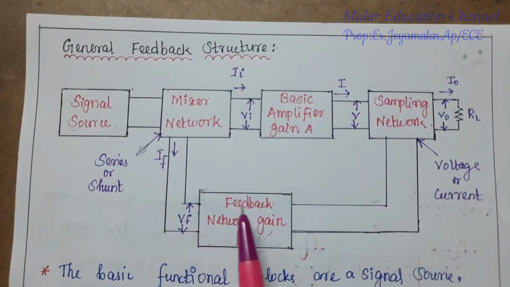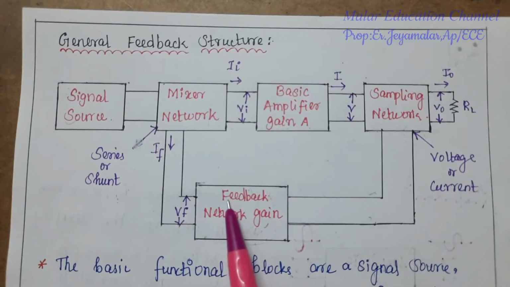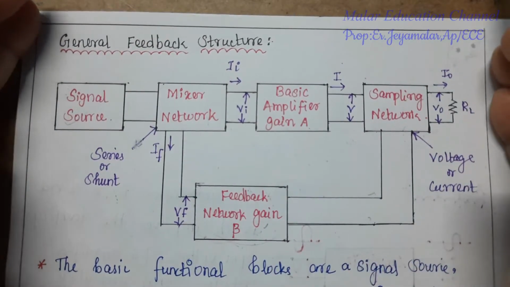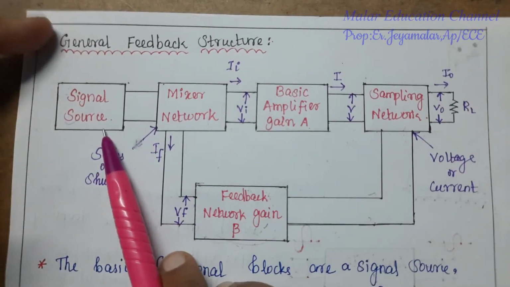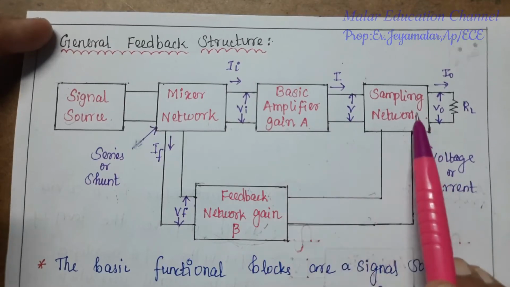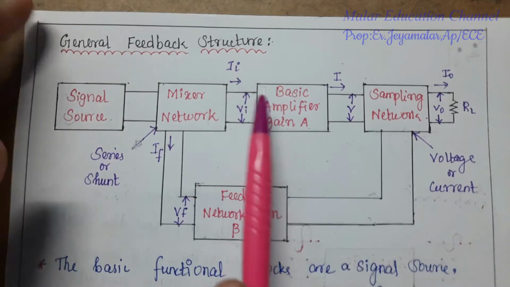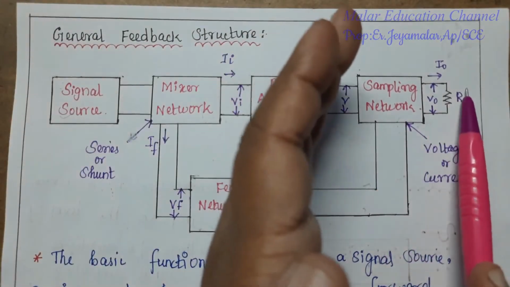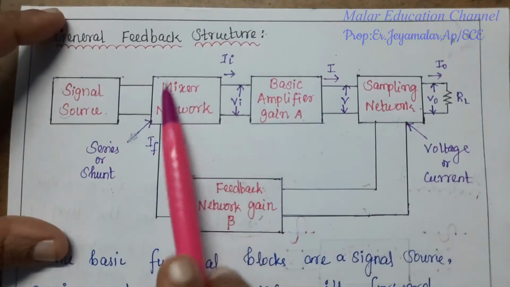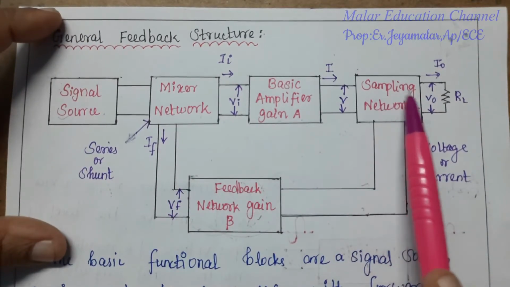Next, see about the block diagram of the feedback amplifier. This is the basic functional block diagram of the feedback amplifier. It has 5 components. First one, signal source or source signal. Second one, mixer network. Third one, basic amplifier. Fourth one, sampling network. Fifth one, feedback network. See here, this is the input section. This is the output section. The input section is connected with the mixer network, to sum the input signal. The sampling network is connected in the output section.